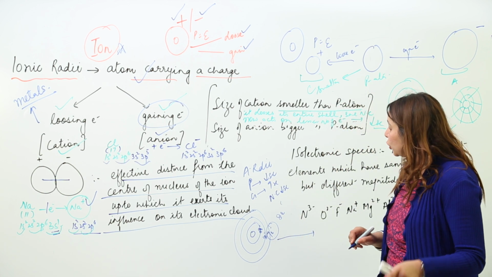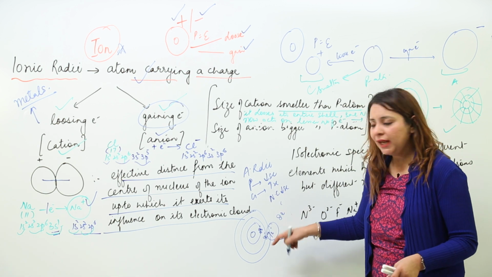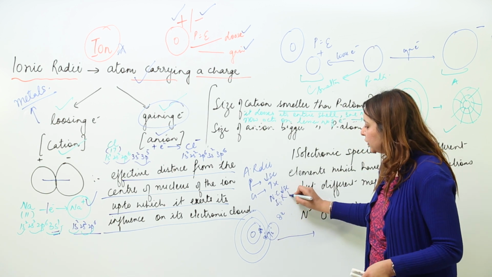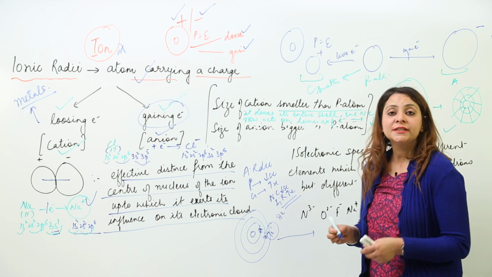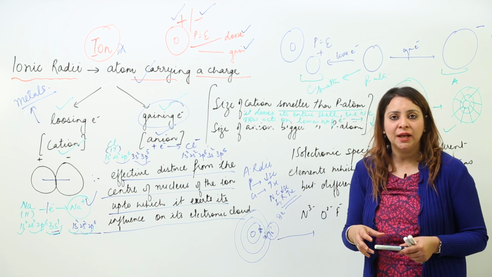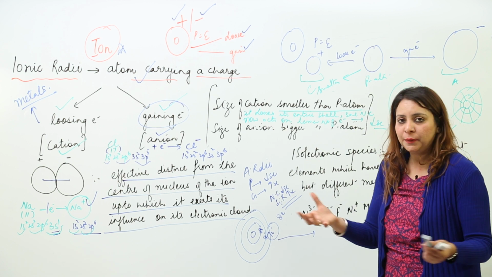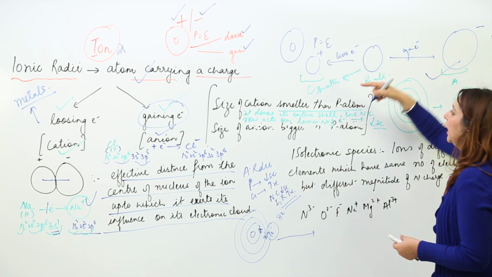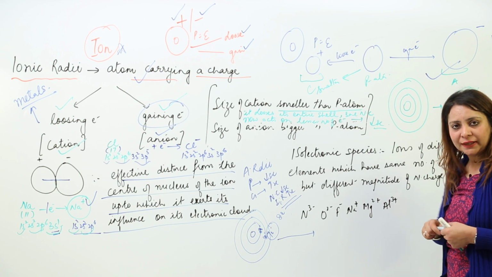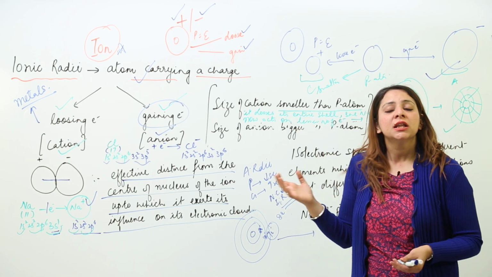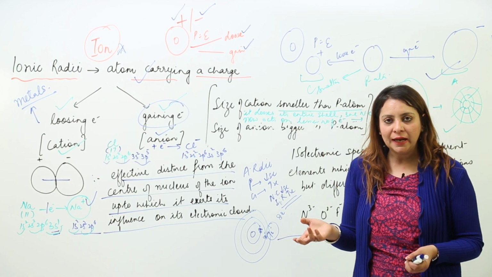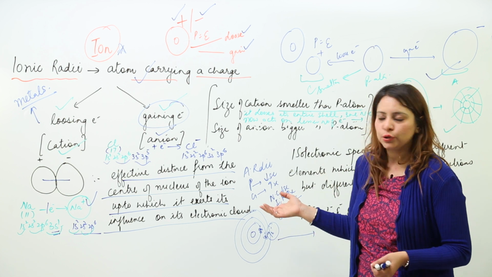And moreover, due to addition of an electron to the same shell, the inter-electronic repulsions will increase, because the electron is added to the same shell. So obviously the repulsions always make the size bigger. That is why anions are bigger than the parent atom. So I think you can compare the size of cation and anion with the parent atom. It's very easy and it's very important also.